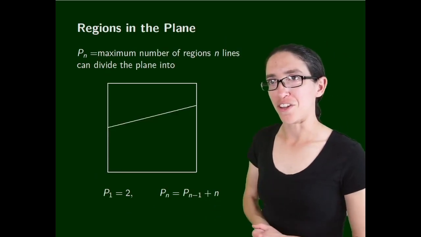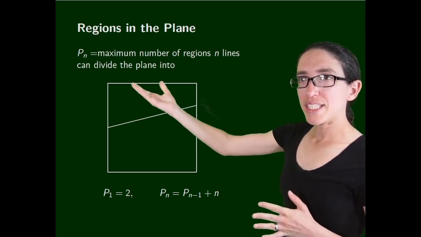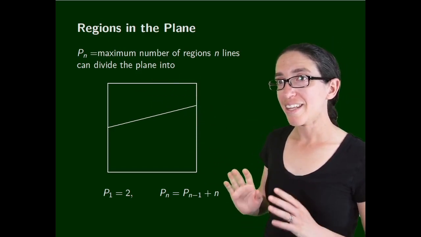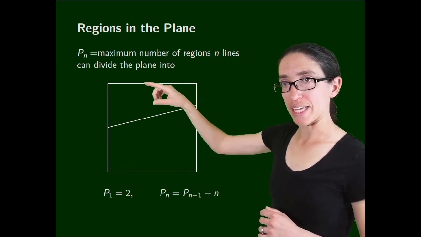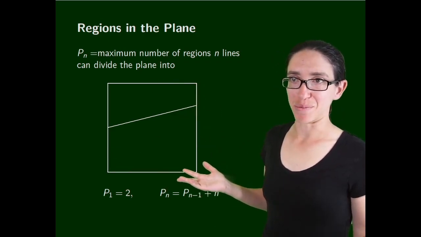Let's look at another fun nonlinear recursion. Let p sub n be the maximum number of regions n lines can divide the plane into. So here's an example of one line dividing the plane into 2 regions. One line always divides the plane into 2 regions.